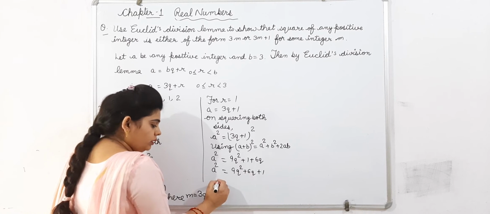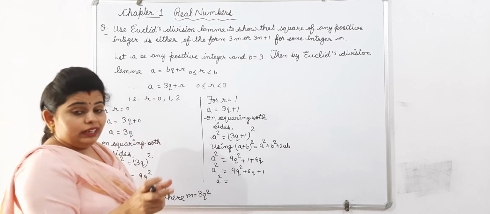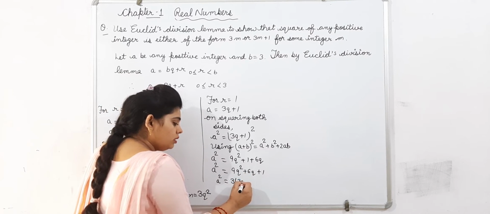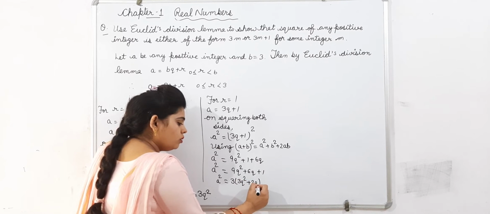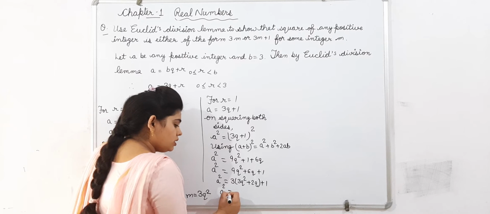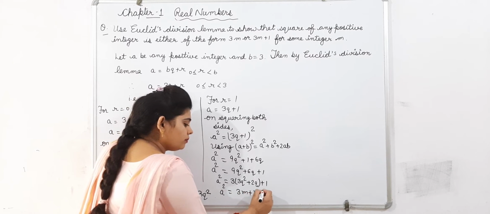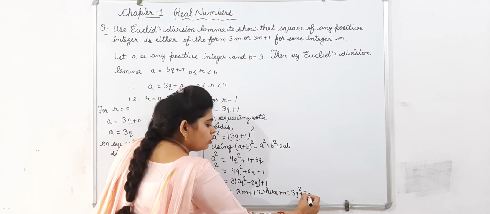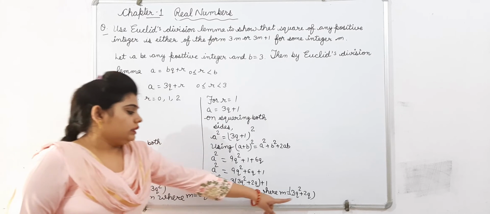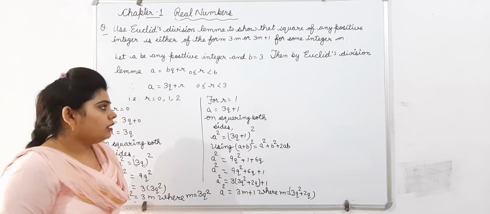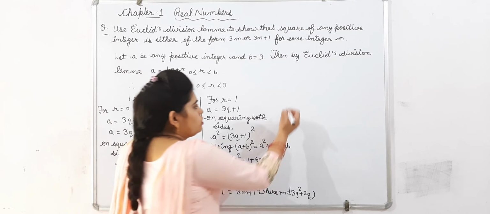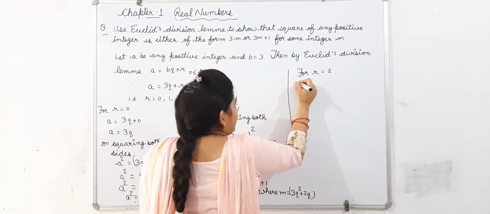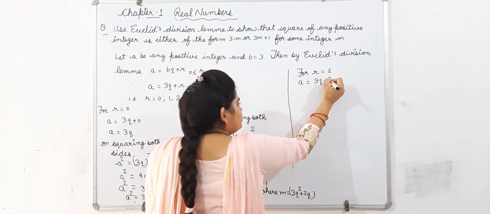Now 3 is common from these two. We have to represent it in the form of 3m. We can take 3 common from these two terms: 3q square plus 2q plus 1. Then a square is equal to 3m plus 1, where m is equal to 3q square plus 2q. We can take this as an integer. Now we have to check for 2. So for r is equal to 2, a will equal 3q plus 2.